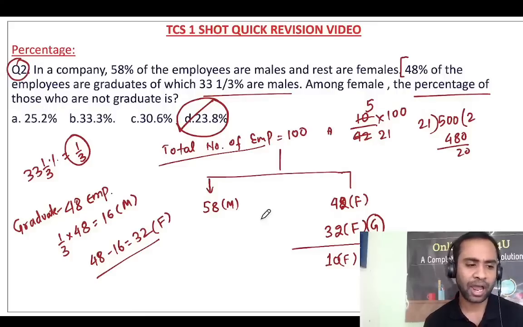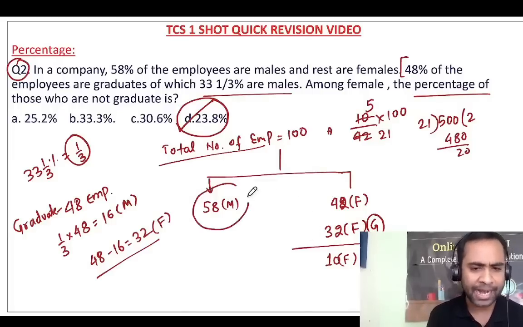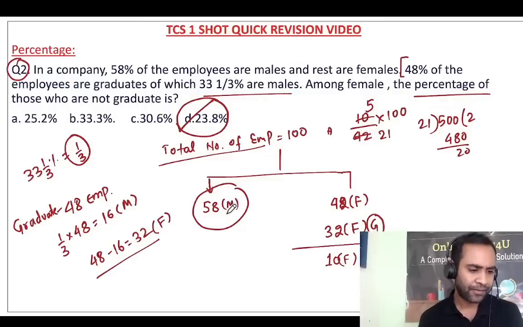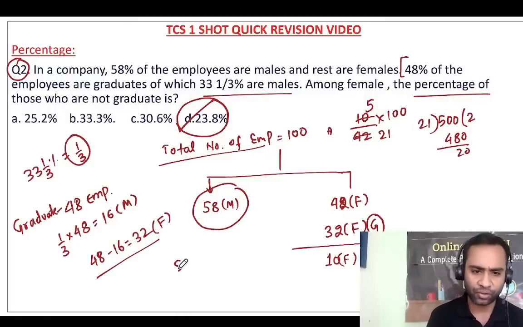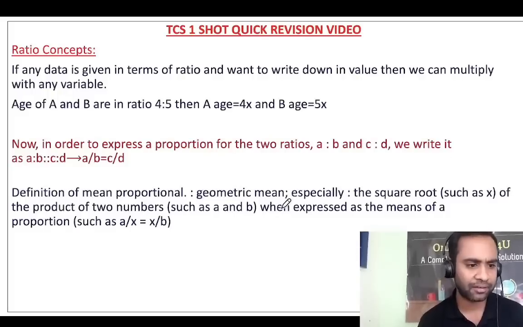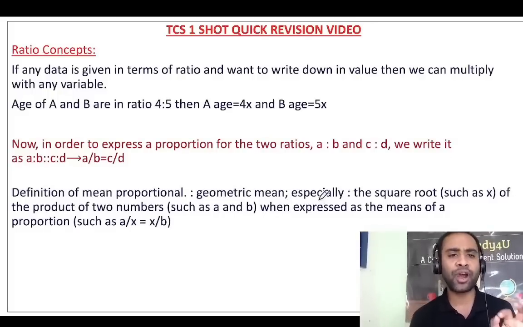Okay, so now, is it clear for everyone? This was a simple question, but definitely you have to go step by step and you will be easily able to do it, right? Okay, fine. Is there any screen calculator? Yes. So you will be getting a screen calculator. A screen calculator will be there, my dear friends, in the examination. Clear? Okay. Now ratio and proportion.